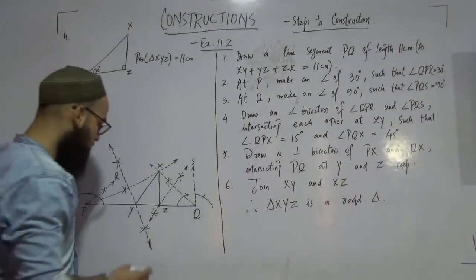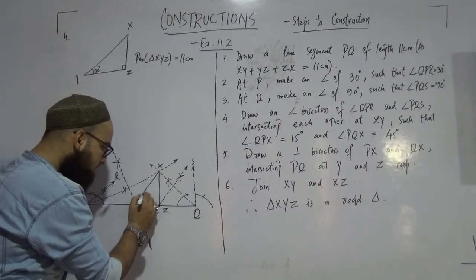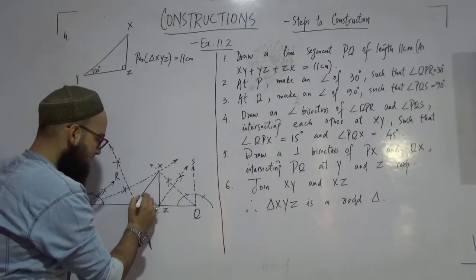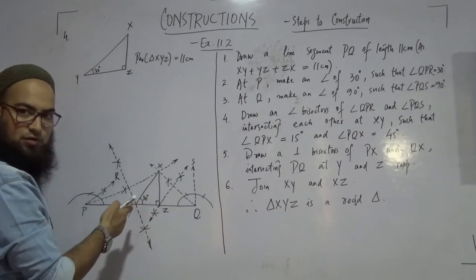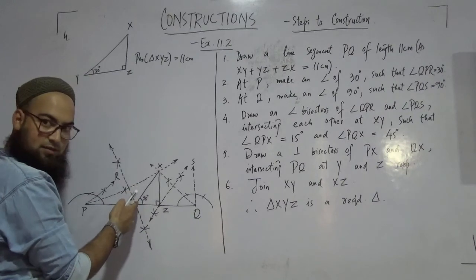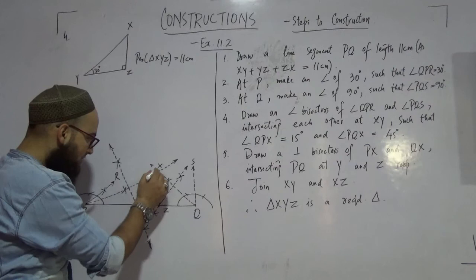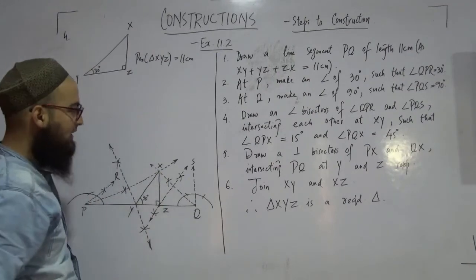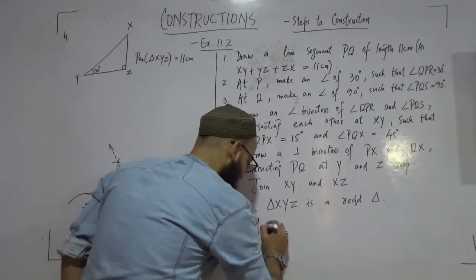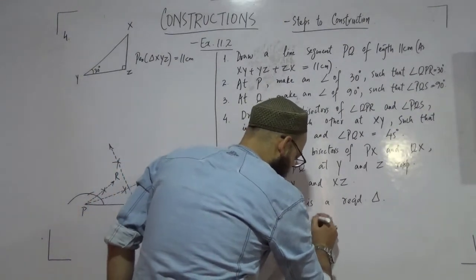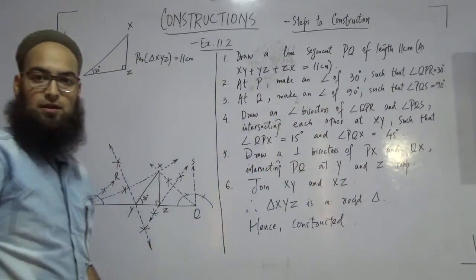Now, how would you check this? This angle is 30 degree. This will be 90 degree. If you check it with protractor, this will come 30 degree. This will come out to be 90 degree. And the sum of these three sides, the perimeter of this triangle, you will get exactly 11 centimeter. Hence, constructed. Make a note.